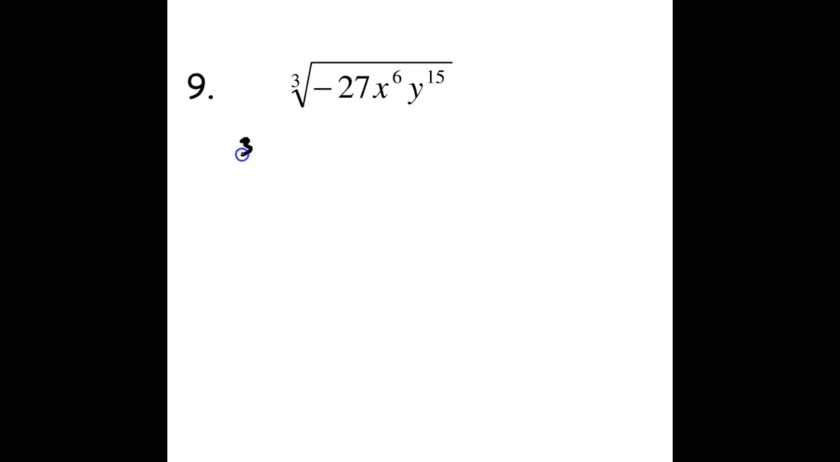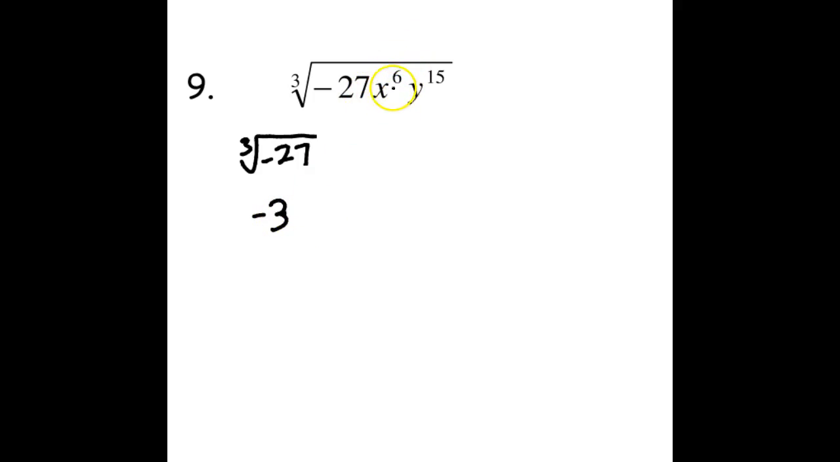So I'm going to look at it this way. I'm going to take the cube root of -27, right? Then, which is what, -3. What times itself 3 times is -27? That'd be -3 times -3 times -3.